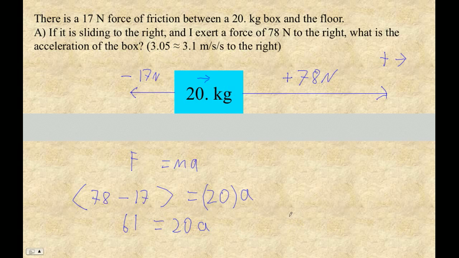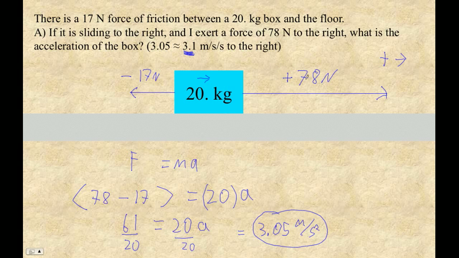And now we have to divide both sides by 20. And so the answer that we're going to be looking at is 3.05. But if we want to be fair about it, we've got 17, 78, and 20. All these things have 2 digits. So we should probably round it to 3.1 meters per second squared to the right. So it's going to be going faster to the right. And this is example number 1.